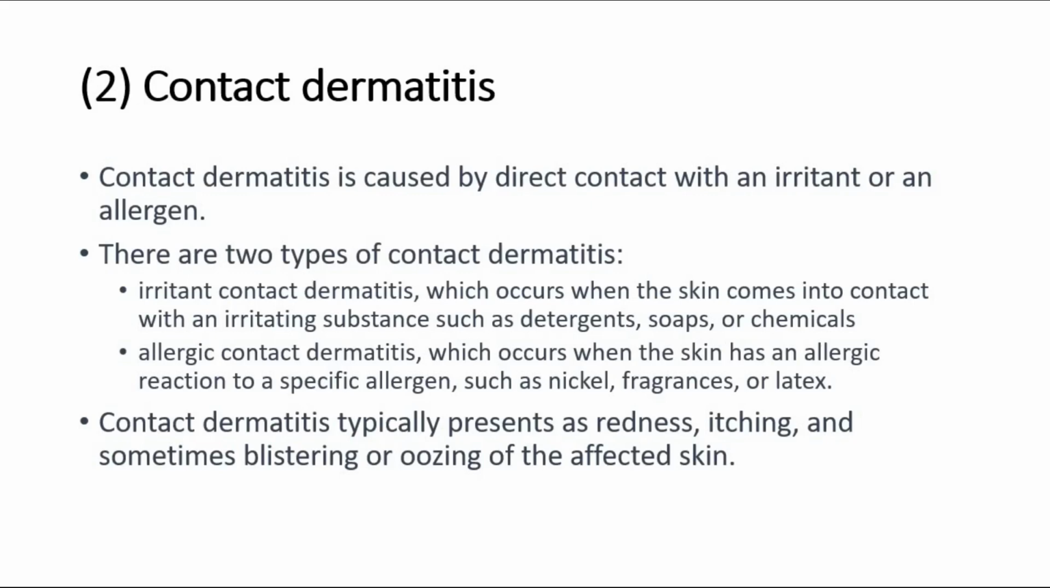Irritant contact dermatitis, which occurs when the skin comes into contact with an irritating substance, such as detergents, soaps, or chemicals. And allergic contact dermatitis, which occurs when the skin has an allergic reaction to a specific allergen, such as nickel, fragrances, or latex. Contact dermatitis typically presents as redness, itching, and sometimes blistering or oozing of the affected skin.